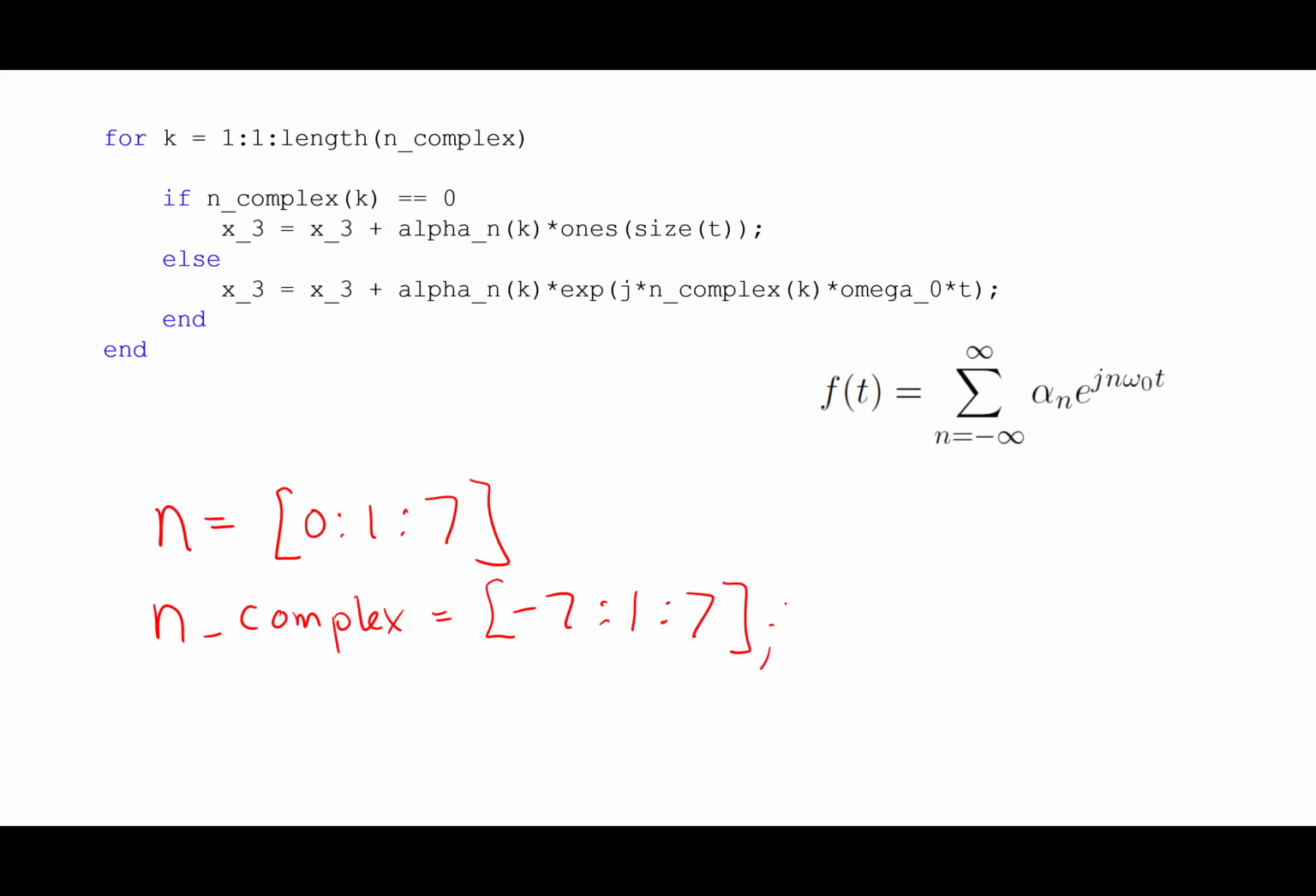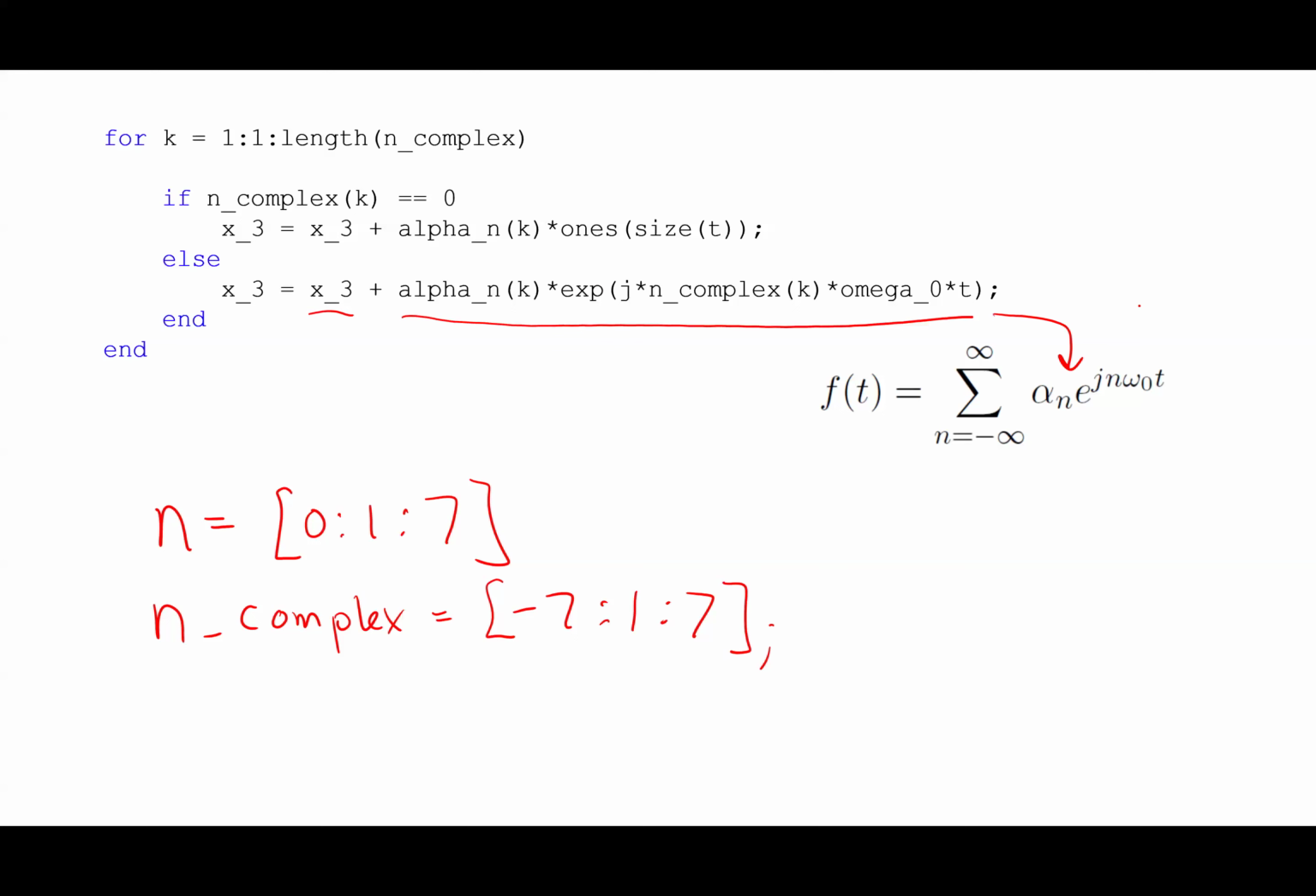What's that first if statement doing? Saying if n complex equals 0, what am I doing there? This is the DC term, right? So I'm basically taking whatever the alpha n value is there and multiplying by a series of ones. For any other values, I'm adding to the series basically what is implemented here: alpha n times e to the j n omega naught t.